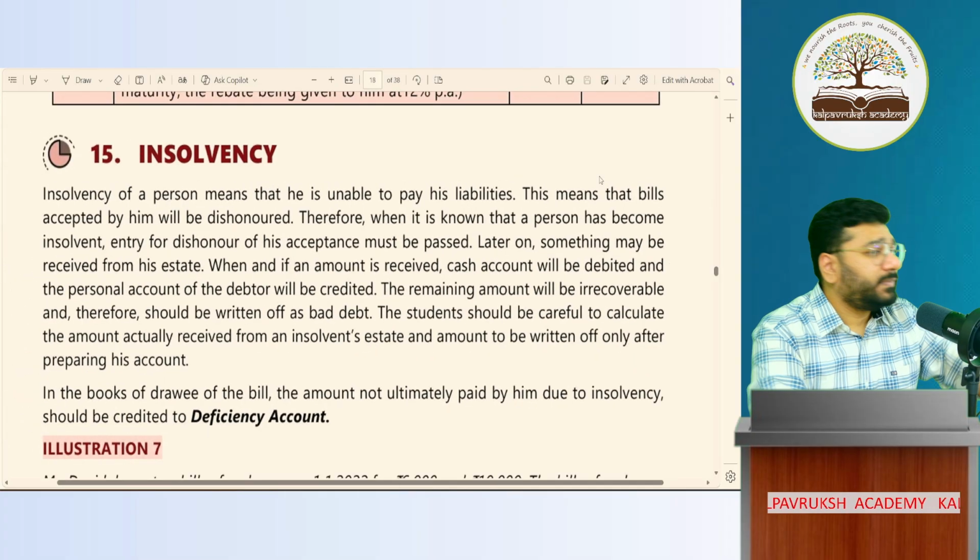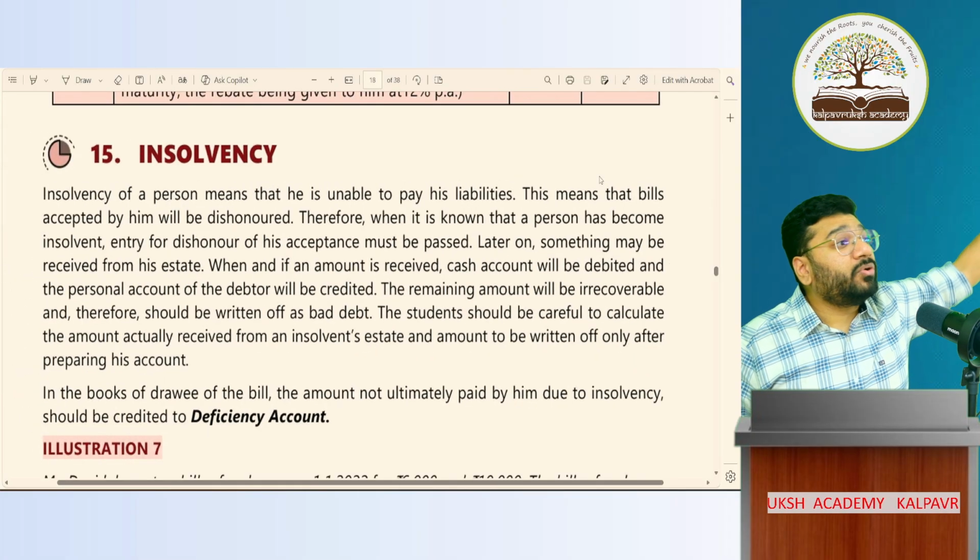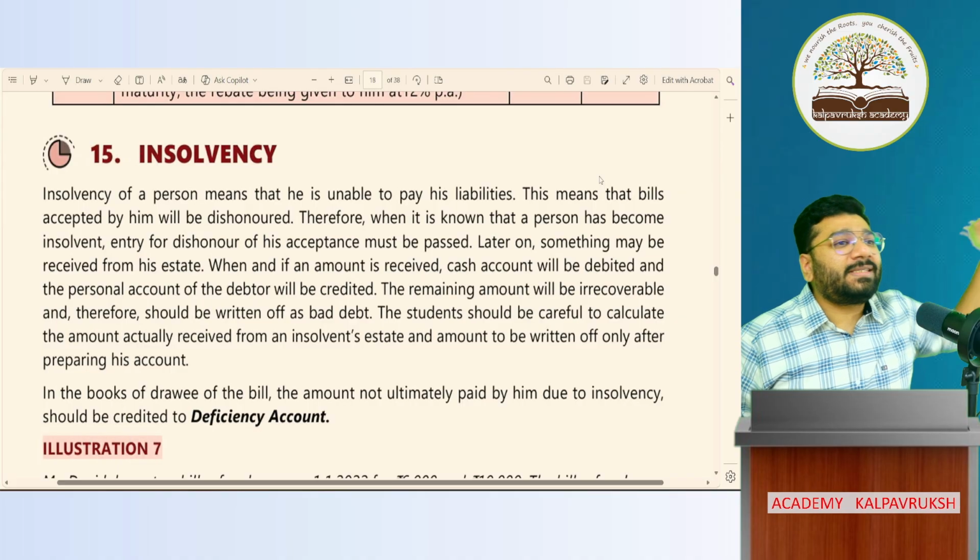Insolvency. I will not read this here. Let me complete the entry in the books of Mohan also. Then I'll come and read what is given here.